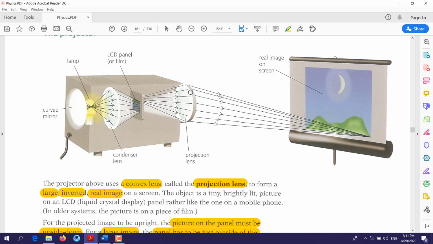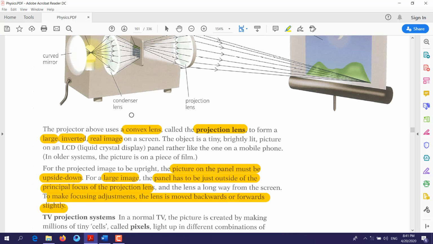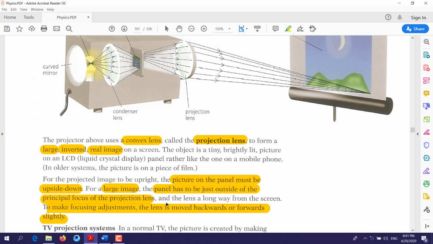So here, this is the lens, and here is the principal focus. Where is the object now? It's outside the principal focus. So for a large image, the panel has to be just outside of the principal focus of the projection lens. Then the last thing, to make focusing adjustments, the lens is moved backward and forward.